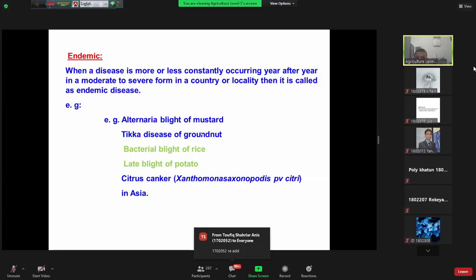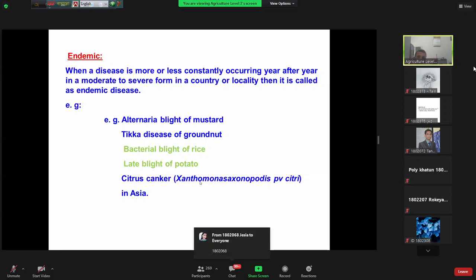What are the examples of endemic disease in the country? Potato late blight, you can say. Sometimes it may appear as an epidemic, but usually every year we can see the appearance of this disease. So late blight of potato, bacterial leaf blight of rice, blast of rice, false smut of rice. These are endemic diseases. Sheath blight, then Bakani, these are endemic diseases. Tikka disease of groundnut, alternaria blight of mustard, citrus canker, all these are endemic diseases. That means the disease appears in a locality or country year after year.